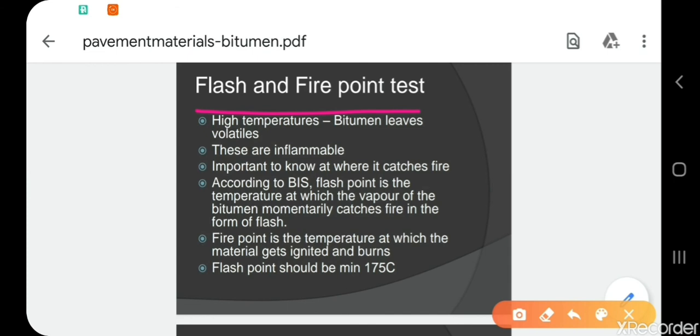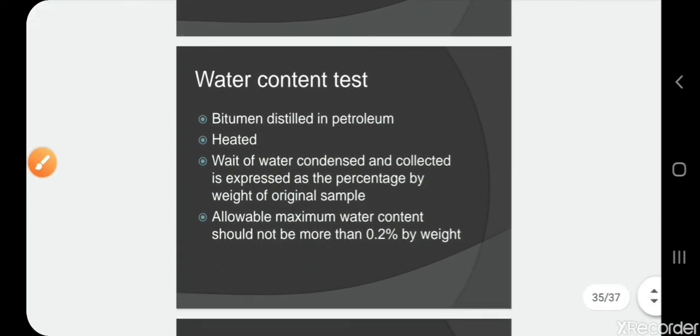As I already told, the maximum temperature of the bitumen is around 130 to 175. At 175 degrees Celsius, the bitumen may be subjected to flash and fire, where it may catch fire and go on self-burning. That point is known as the flash and fire test.